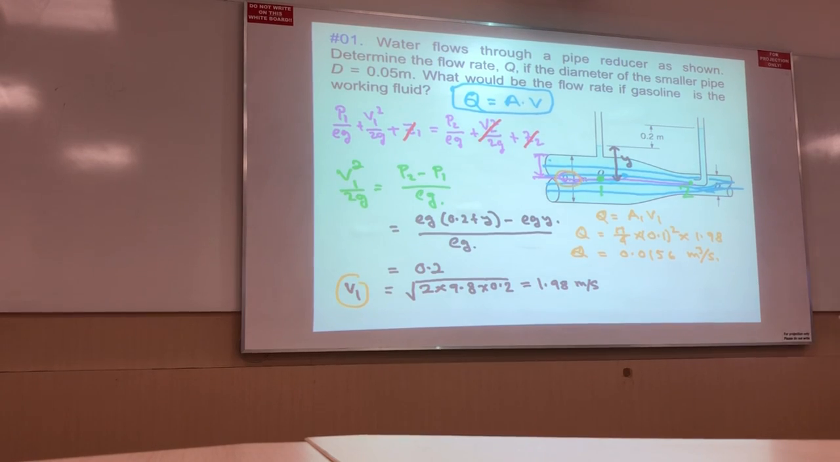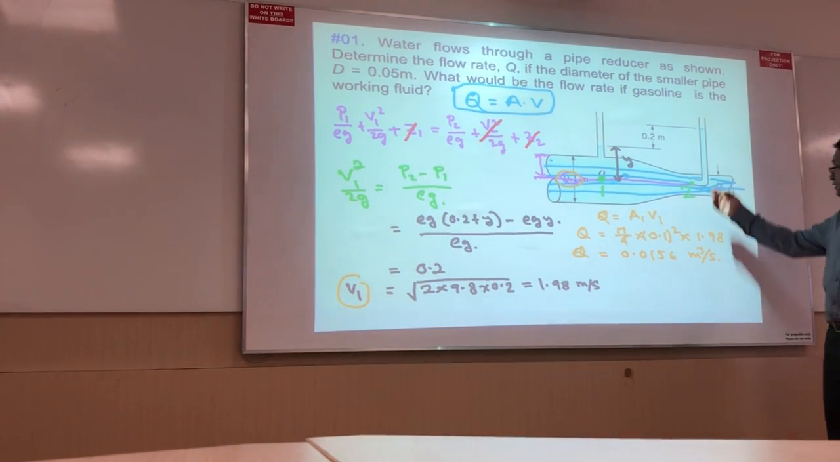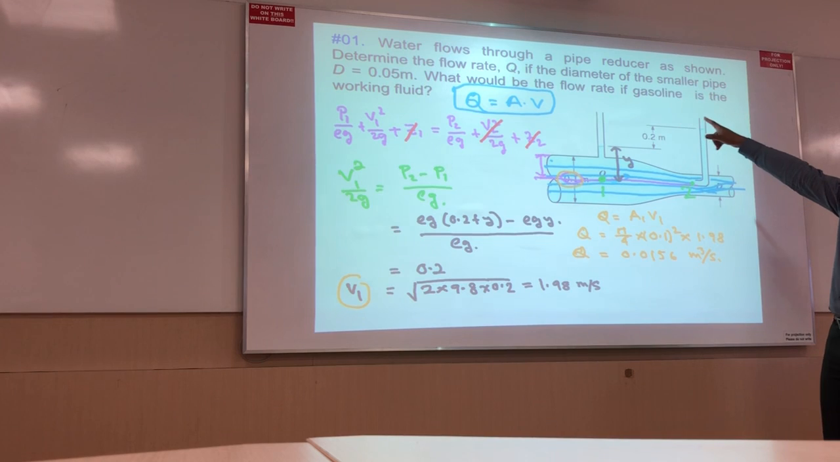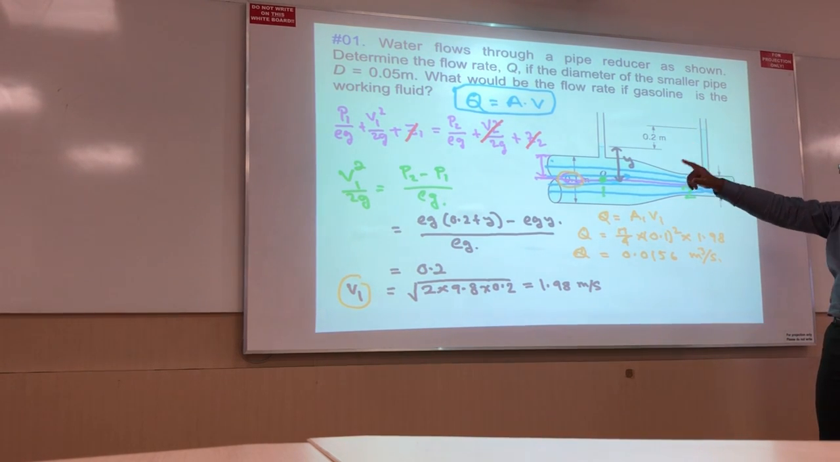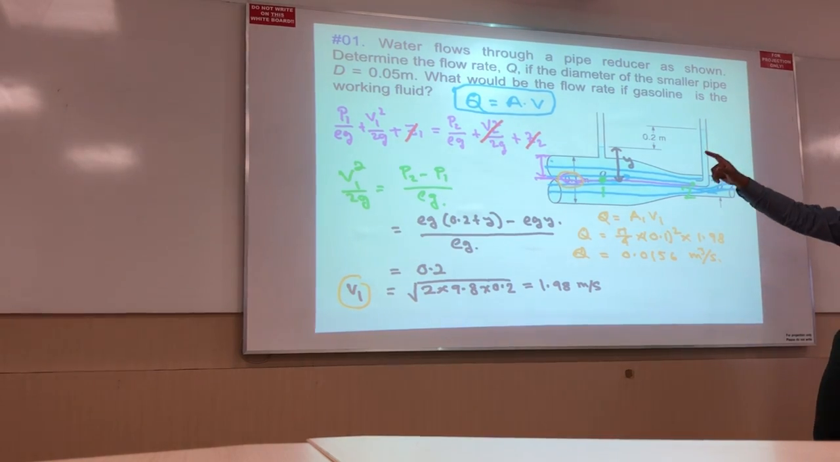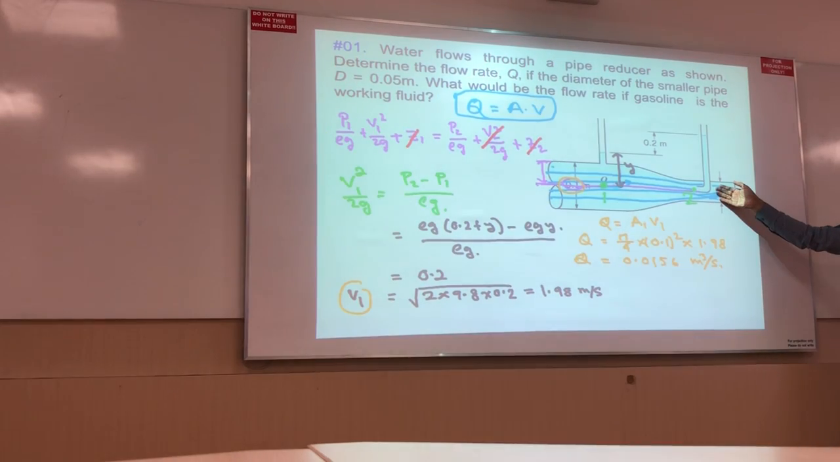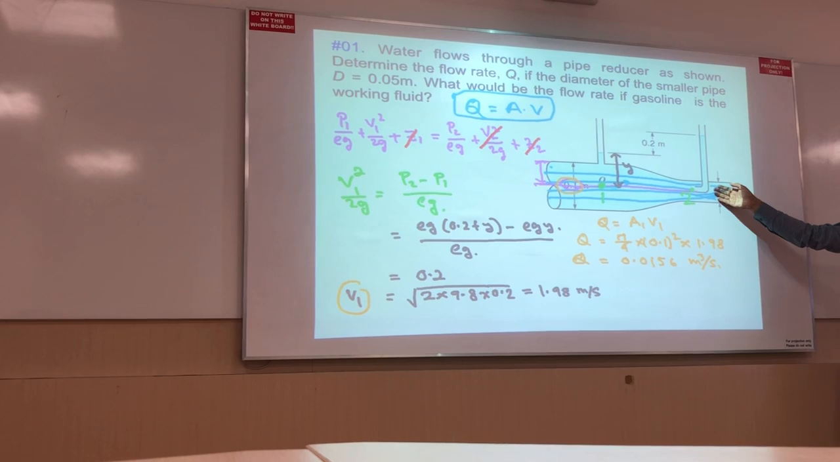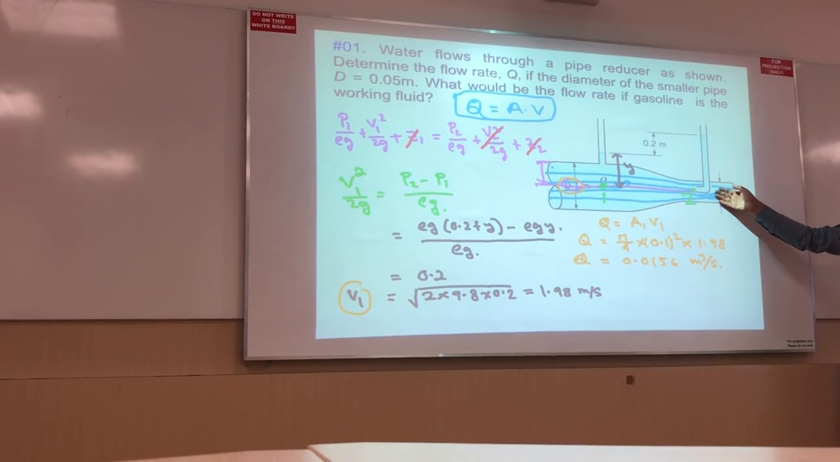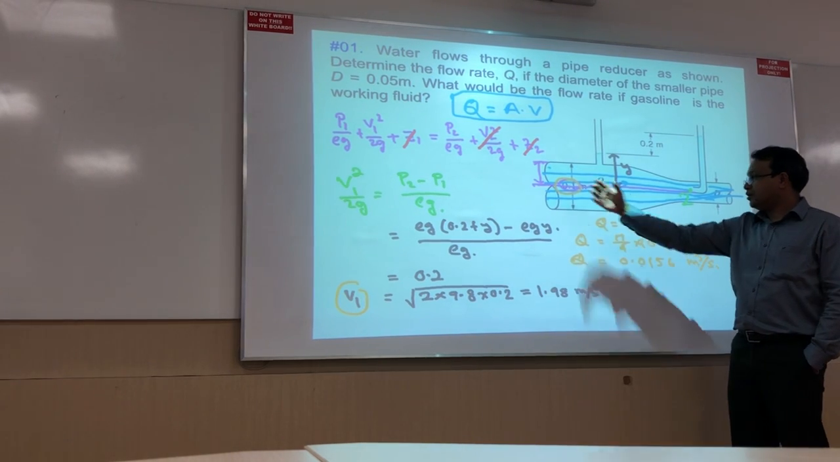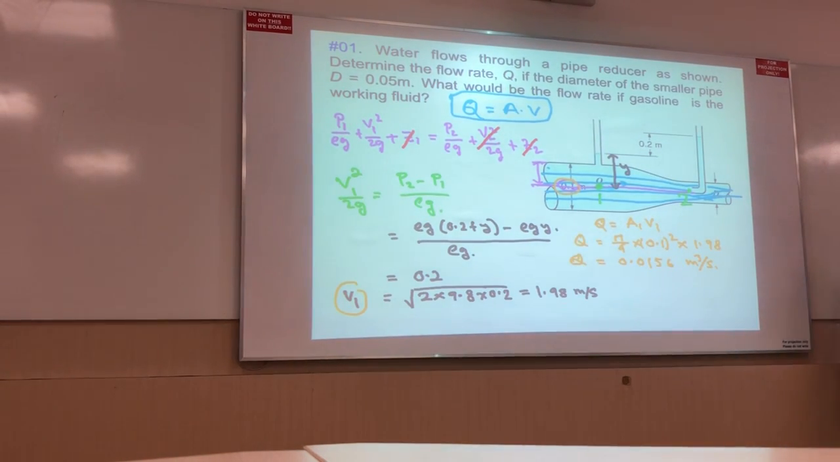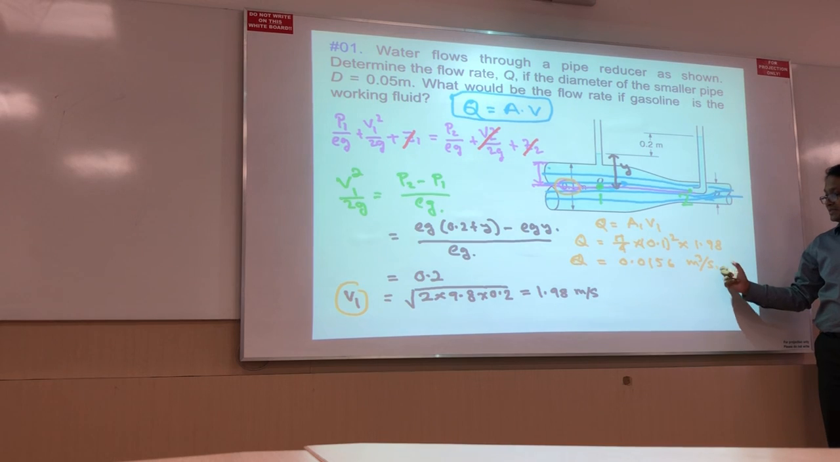Yes? Very simple. So at that point they tell you, if the diameter was smaller, 0.05, what would be the flow rate if the gasoline is the working fluid? What is the volumetric flow rate here? Same. Exactly the same. I tell you, Q at every point is the same. So I can write Q at the exit is the same value.